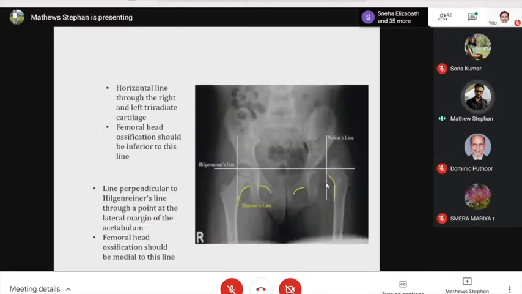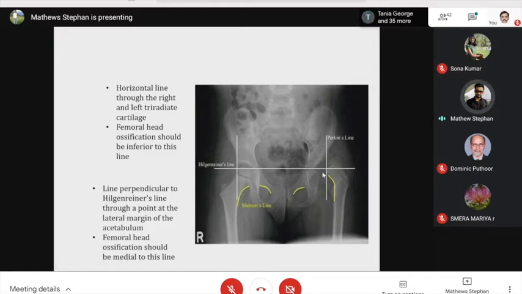Then coming to the Hilgenreiner and Perkins lines. The Hilgenreiner line is the horizontal line through the right and left triradiate cartilage. So this is the Hilgenreiner line. Here the femoral head ossification should be inferior to this line. So here we can see it is inferior and normal, but in this plastic hip, it is not inferior, it is superior to the Hilgenreiner line.